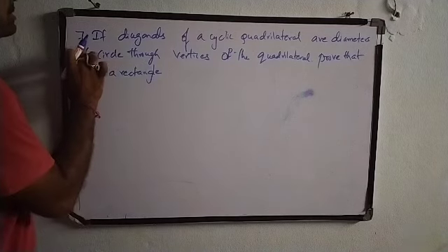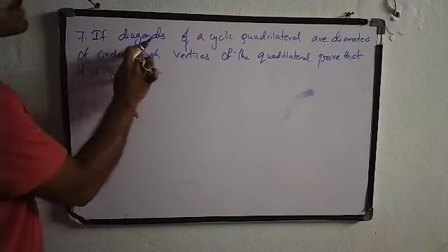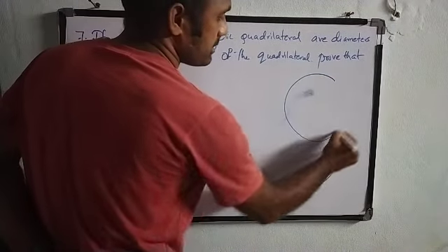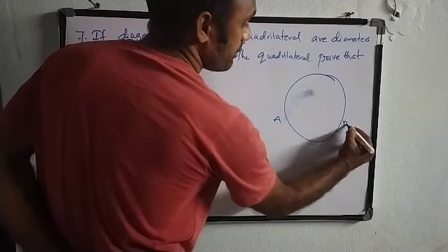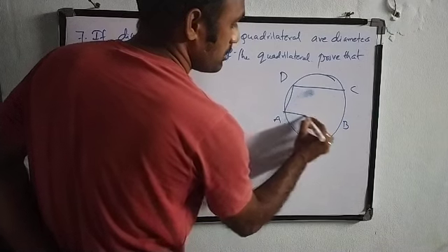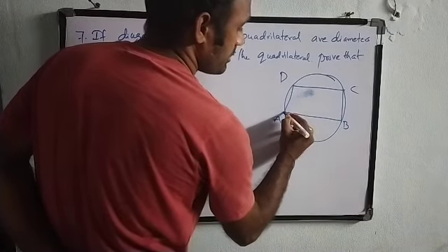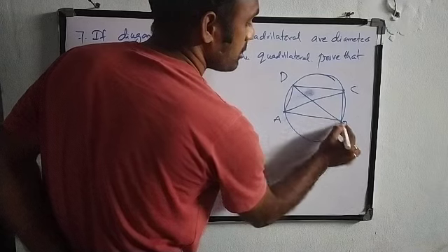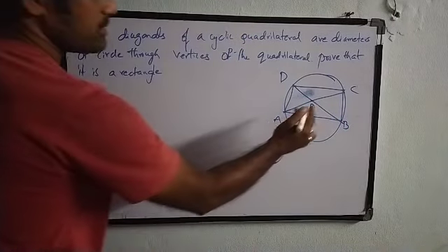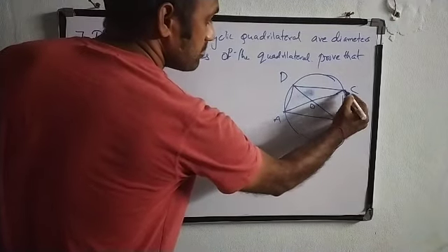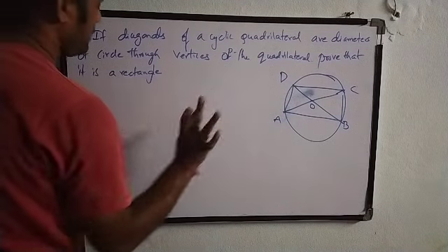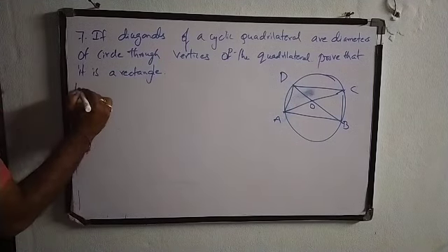Next, in the same exercise, we are going to discuss the 7th question. If diagonals of a cyclic quadrilateral are diameters of a circle, let us take a cyclic quadrilateral ABCD. The diagonals of the cyclic quadrilateral are the diameters of the circle, and this is the center. We need to prove that ABCD is a rectangle. Let us start doing the solution for this.